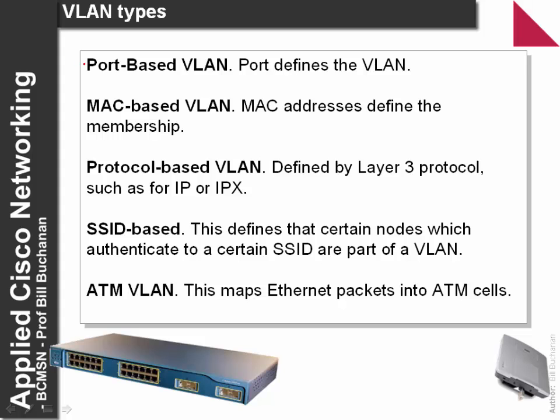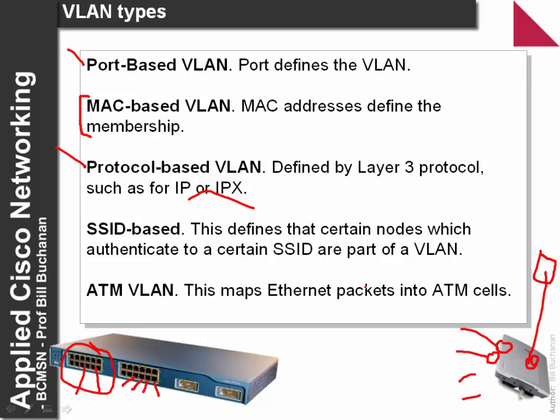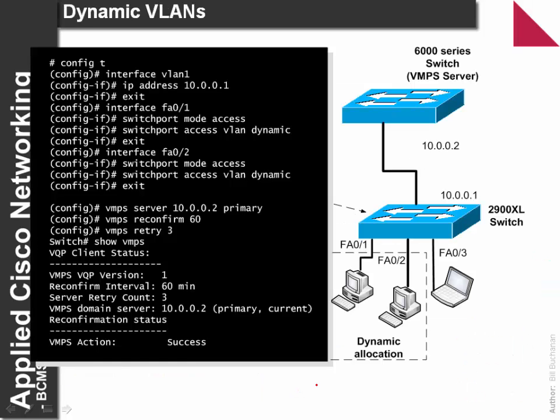The basic VLAN types that we have is that we can allocate it by port on the switch. We can define MAC-based VLAN. Depending on the MAC address, it will assign it to a certain VLAN. We can define it for protocol such as IP or IPX. In a wireless system which has multiple SSIDs, we can assign each SSID to a certain VLAN. That allows us to span across various Aironets and still connect to the same VLAN. And we can also have ATM VLANs for switching ATM cells.